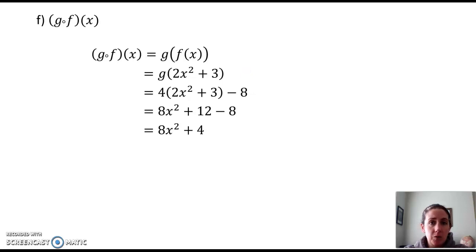Notice f composed with g and g composed with f are two completely different values. Order does matter when it comes to composition.